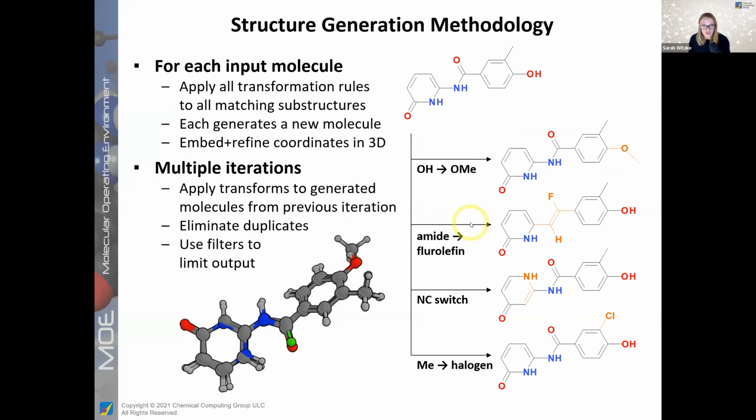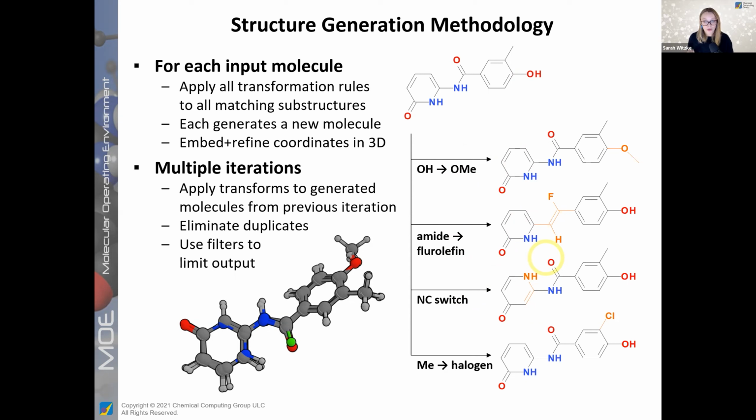So now that we looked at each of the steps, we can summarize the methodology that we use. We start by taking our input molecule, imagine that's the one up here at the top, and we take all our transformation rules that we want to apply and apply them. So imagine the first transformation rule says, if I have a hydroxy, make it into methoxy. We look, oh, I have a hydroxy, let me replace it with a methoxy. Then the next rule says, if I have an amide, replace it with a vinyl fluoro. Oh, I do, so let me replace it, and so on. That generates, here in this case, 4 molecules. We're going to embed them in 3D and refine their coordinates.